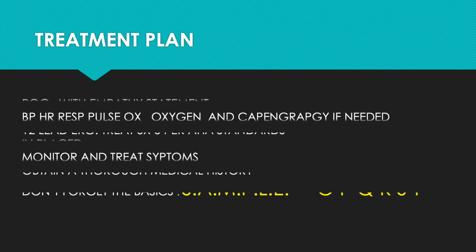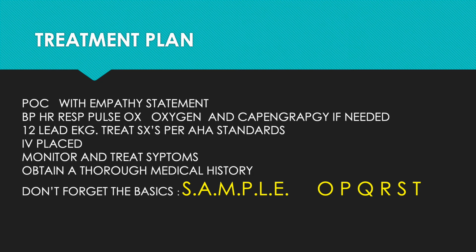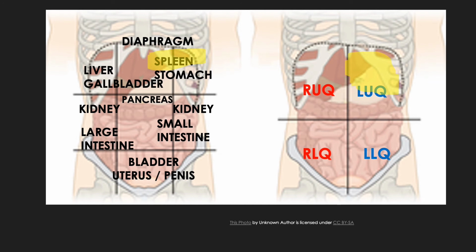The treatment plan for these patients is the position of comfort, get a good baseline vital, and get a good history. So when you turn them over to the nurse at the hospital, they could have all the information they need. And a reminder not to forget the basics with your SAMPLE and your OPQRST. Next organ is our spleen. Our spleen is located in the upper left quadrant of our abdomen.